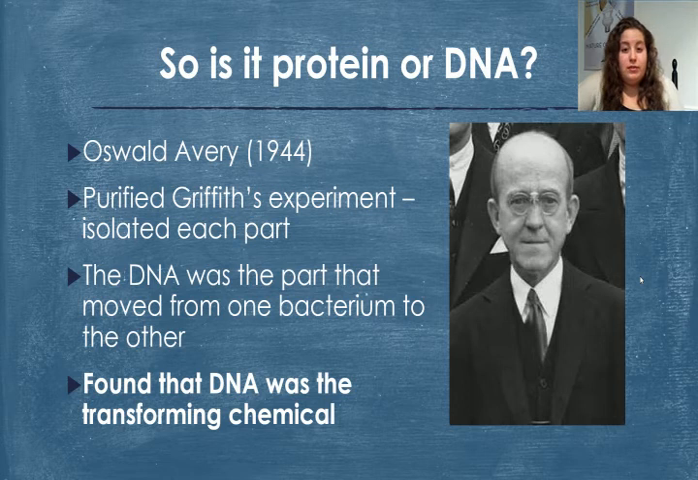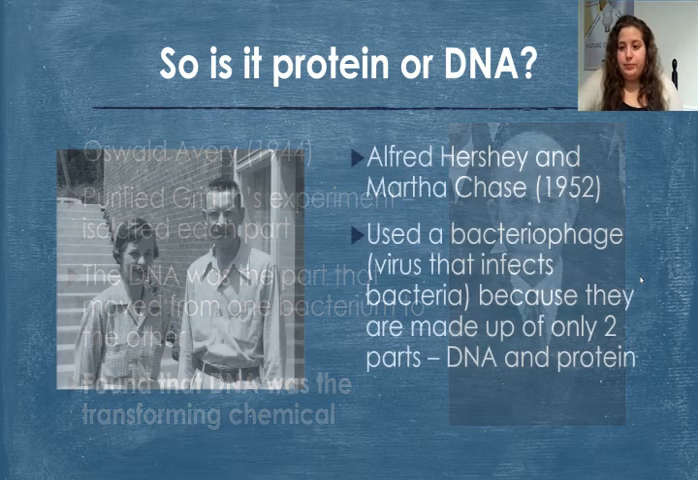He purified Griffith's experiment, isolated each part, and found out that it was the DNA that was moving from one bacteria to the other. So DNA was the transforming material.